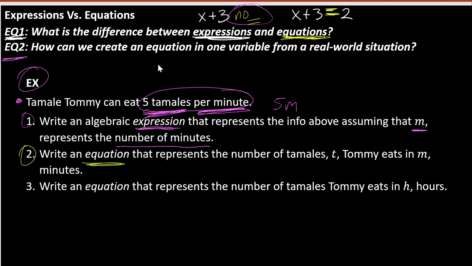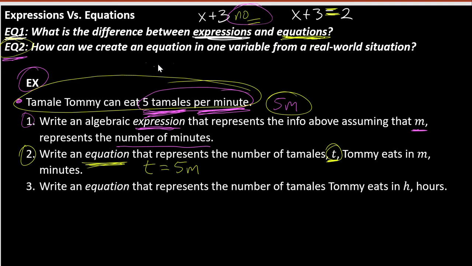Now we're being asked to write an equation that represents the number of tamales that Tommy eats in m minutes. Tamales is represented by the letter T, so the number of tamales is equal to this expression here, 5 times the number of minutes, or T equals 5 times m. Pretty simple. That pretty much covers our EQ2, how we can create an equation in one variable from a real world situation. All we're doing is gathering the context from the situation and establishing the pattern mathematically that we see in the context.